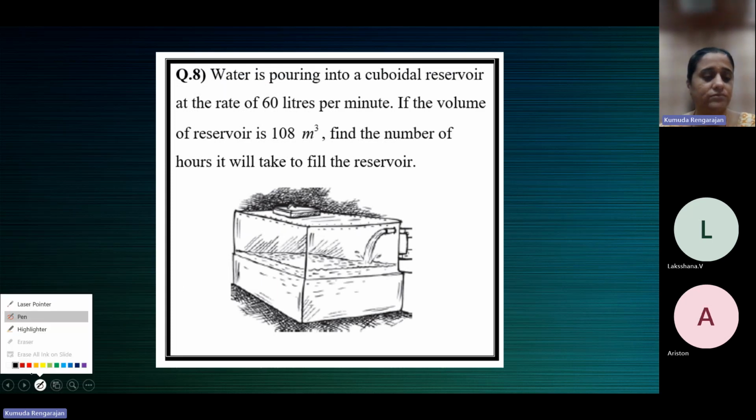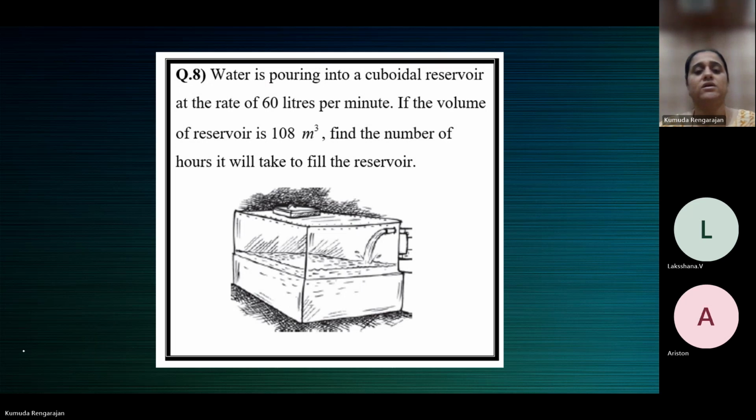So see here. The volume of the reservoir is in meter cube. If we convert that to liters, then we can understand better. The rate of filling per minute is given in liters, 60 liters per minute, but the capacity of the reservoir is in meter cube. So it's difficult to answer this. Since the rate is in liters, we'll convert this also to liters.